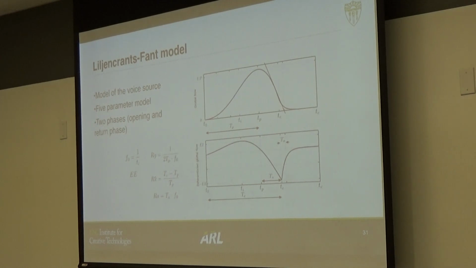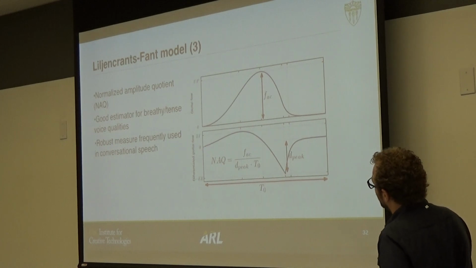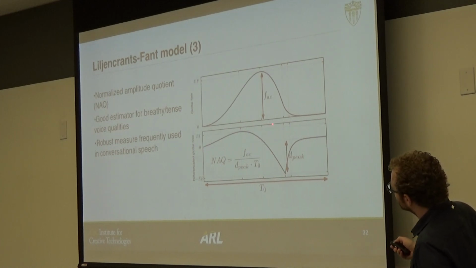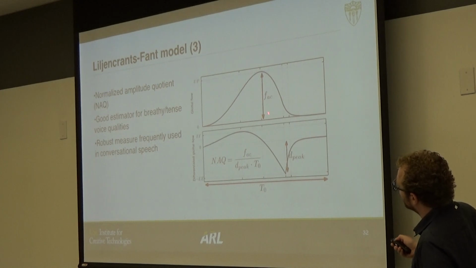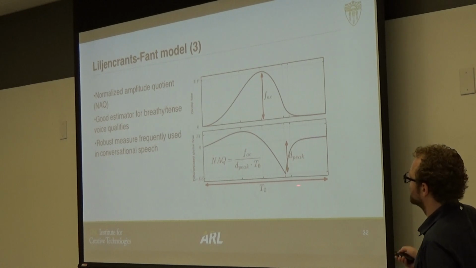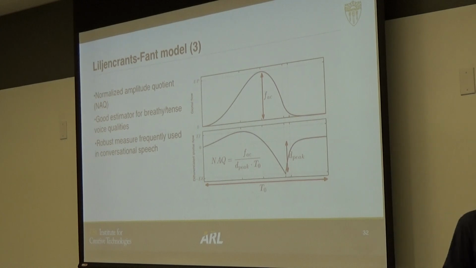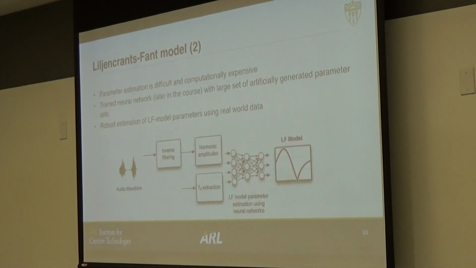All right? Cool. So a couple of features that we are also interested in are, for example, this one, the normalized amplitude quotient, which is basically the amplitude of the glottal flow divided by how deep this discontinuity goes. So that's kind of EE in that sense, and also in relationship to the pulse period or the fundamental frequency. So that's one of the parameters that we're interested in.